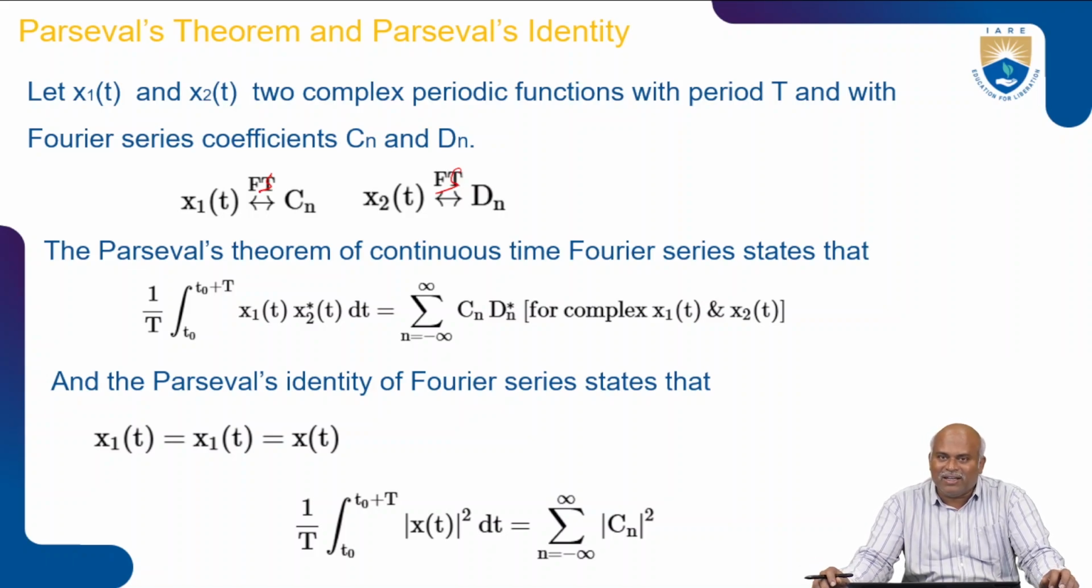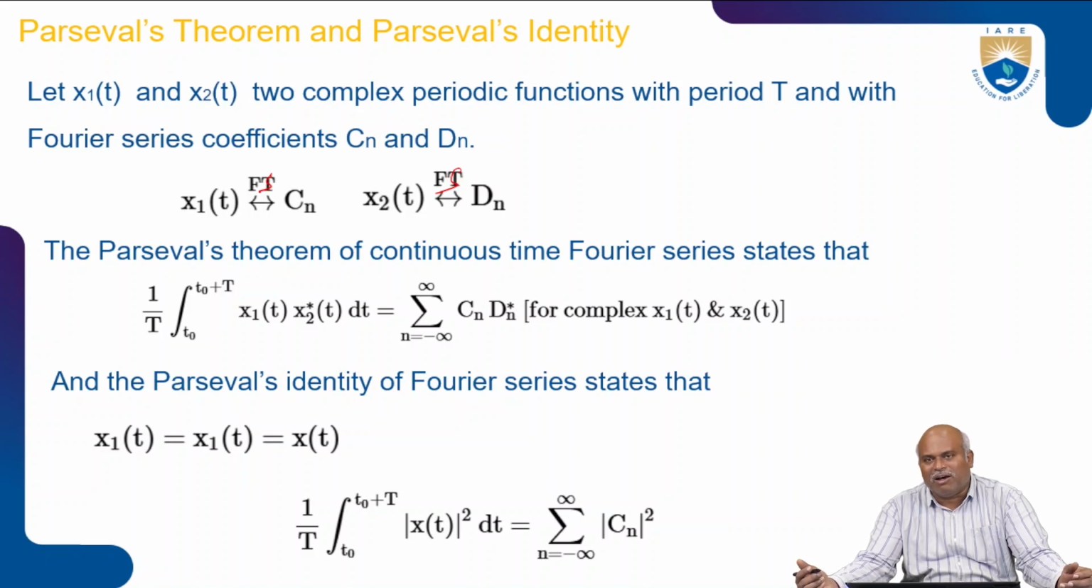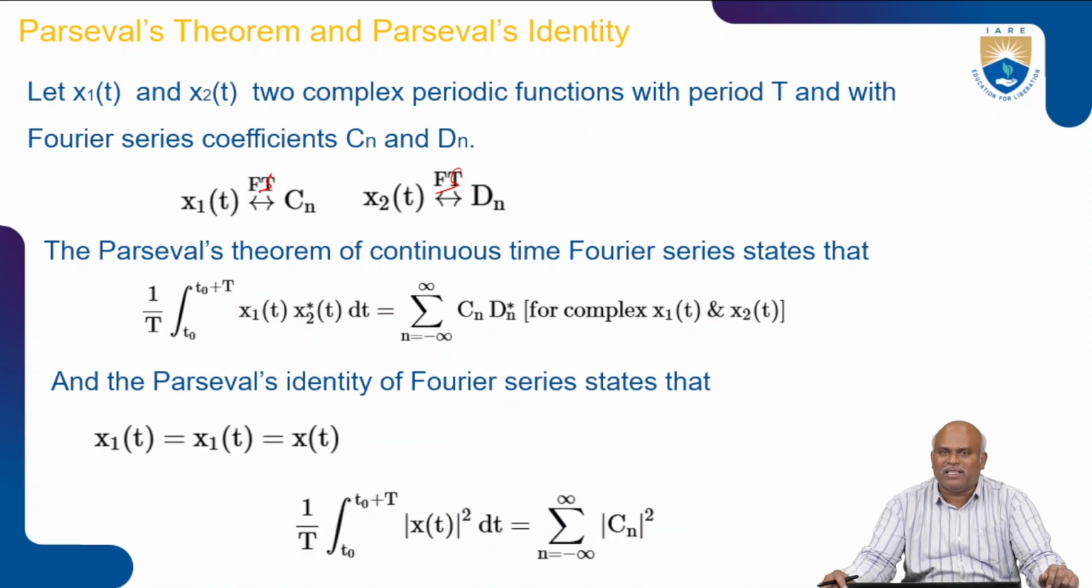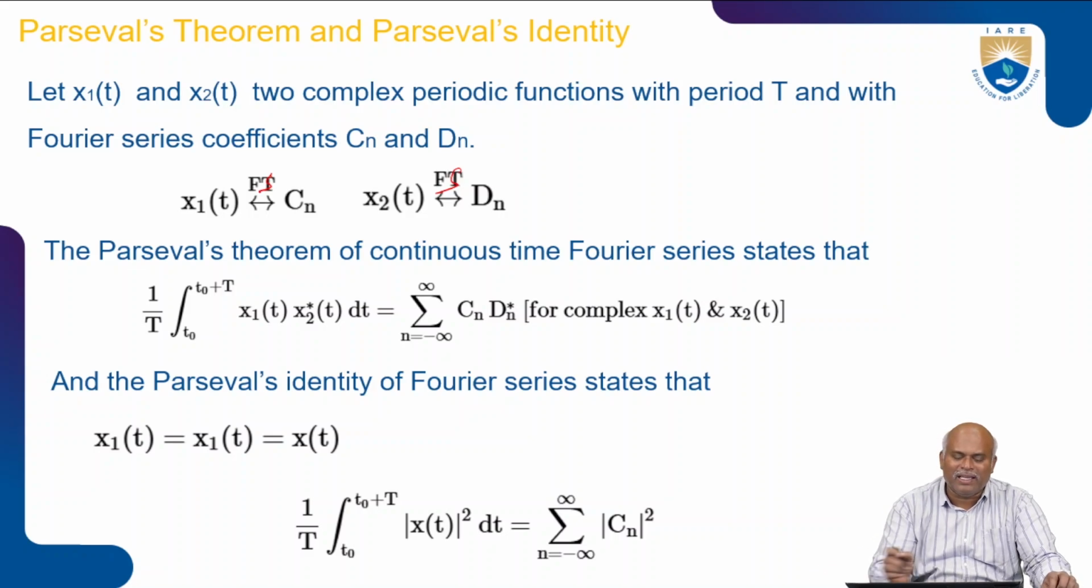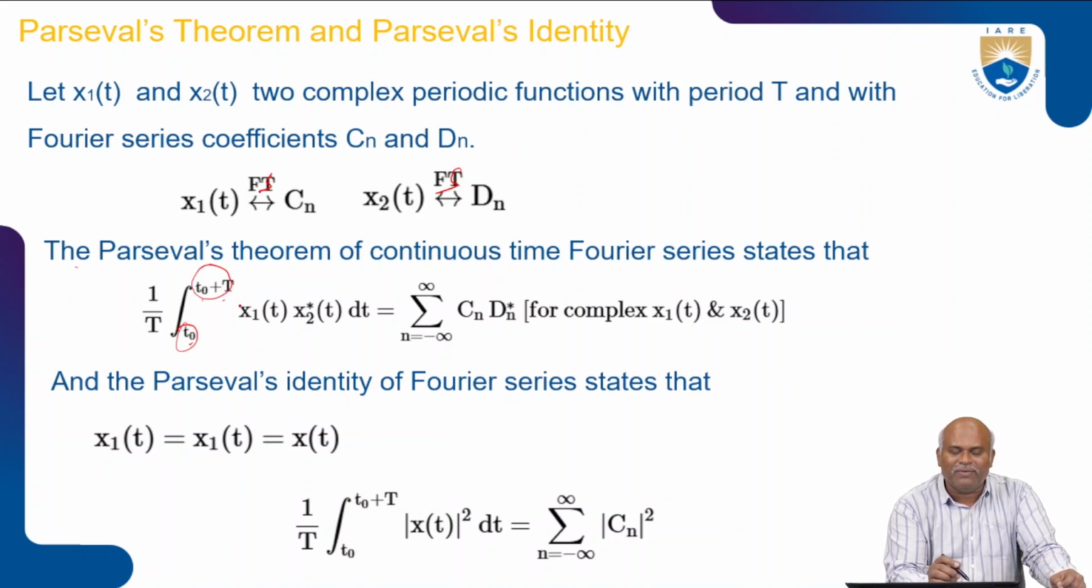As per the Parseval theorem statement, if you multiply both signals x1 of t and x2 of t, with the complex conjugate, its output will also be represented with the complex conjugate of the Fourier series coefficient. I express the Parseval theorem of continuous time Fourier series as statement 1 by T, integration from t0 to t0 plus T. This is the starting and ending interval of our periodic signal.